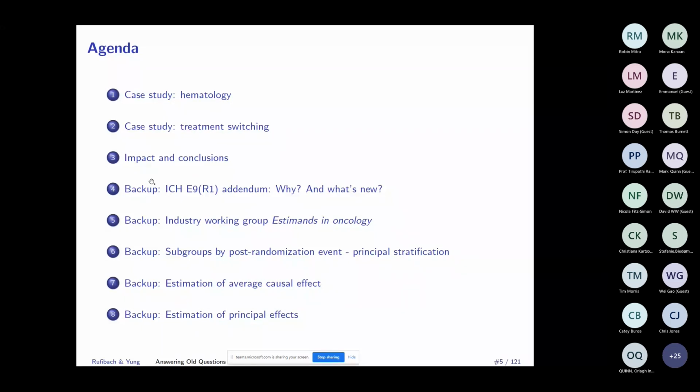And you see here, I have a long backup. So if you're interested in the addendum, why and what does it bring, then I invite you to have a look here. I quickly present the industry working group estimands in oncology. Then one of the methods or the strategies to address an intercurrent event that is introduced to the statistical world in the addendum is principal stratification. And here I give a very short intro into that. What are these estimands and how can they be estimated?